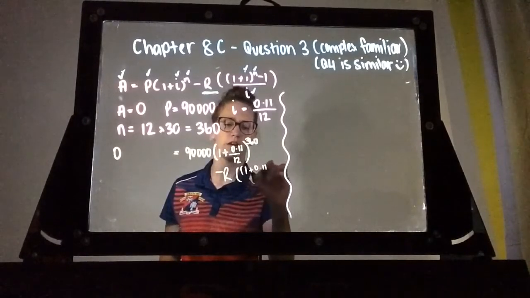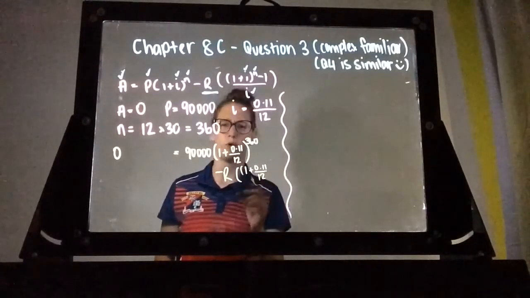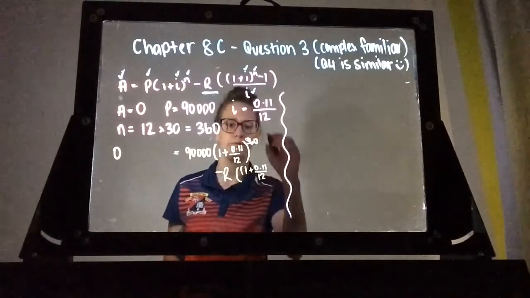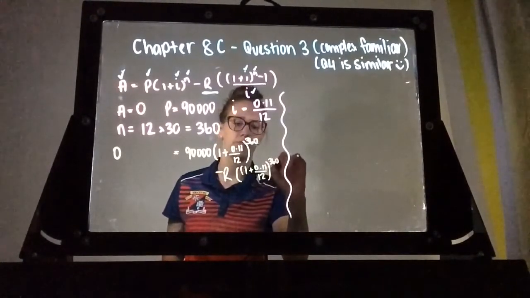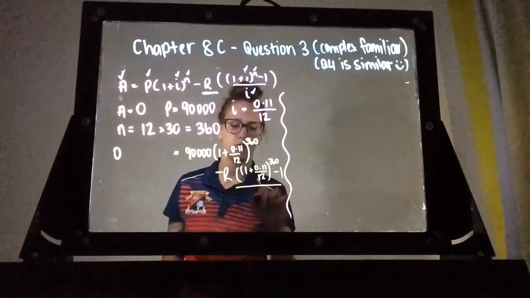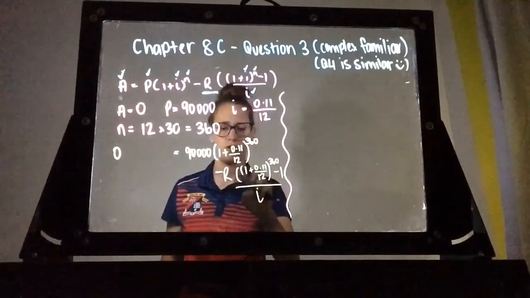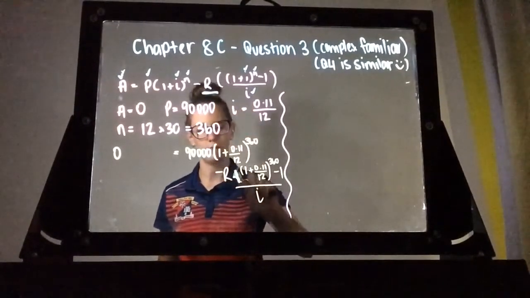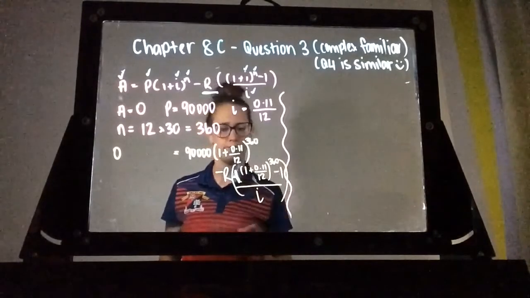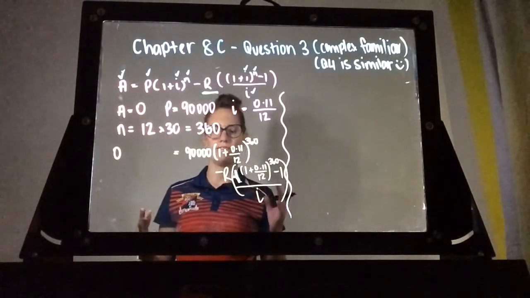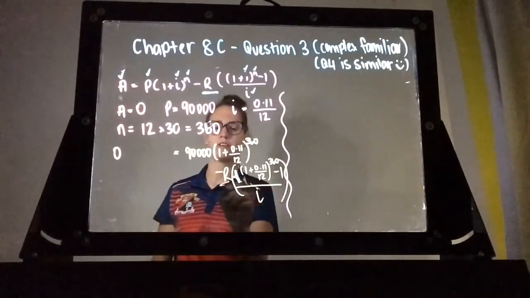Plus 0.111 over 12. I think I said 0.111 then, just 0.11. To 360 minus 1 all over I. So let me just move, oh bummer, that bracket out there so we're all good with that. Okay, I want to get this one on its own.